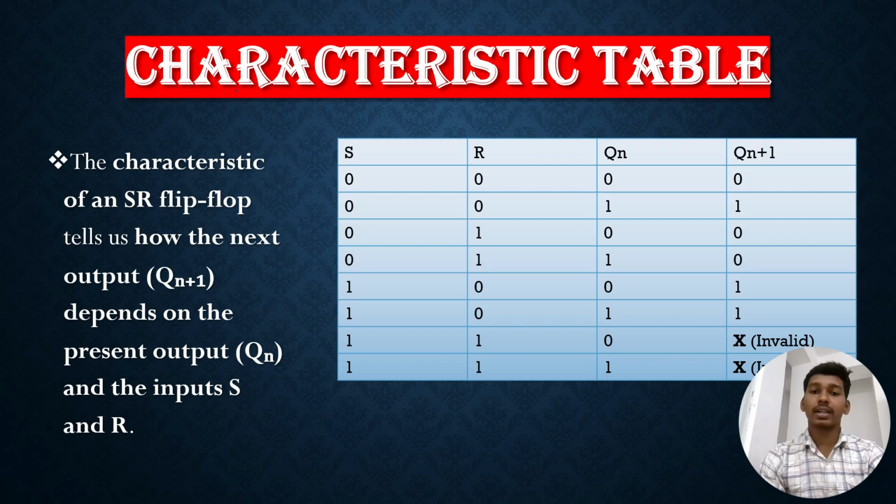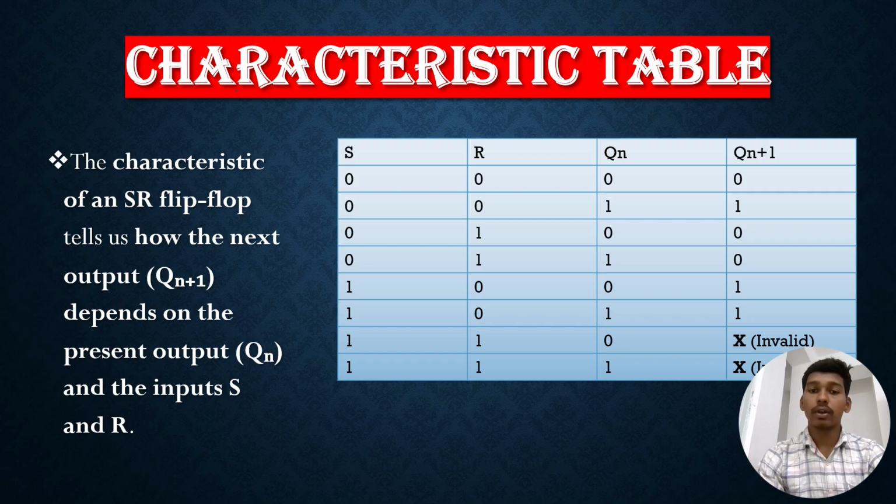And this is the characteristic table of the SR flip-flop. The characteristic table of the SR flip-flop tells how the next output is obtained. For the circuit we are giving the inputs S and R, and we get the output Qn. In the table we can see S0 R0 with Q0, S0 R0 with Q1.